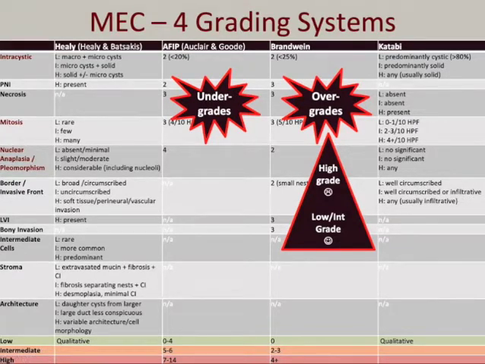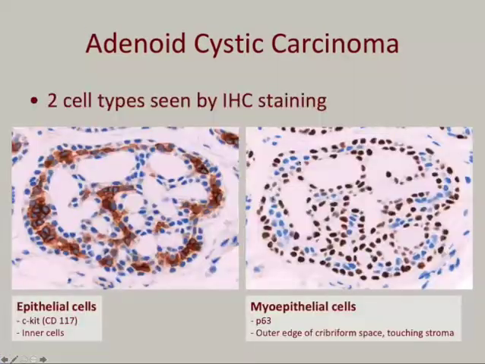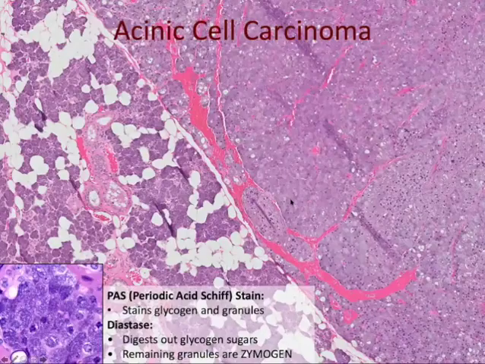All right, adenoid cystic: 2 cell types, epithelial and myoepithelial, and 3 grades depending on whether they're mostly tubular, cribriform, or solid. High frequency of perineural invasion and facial nerve pain, classic cribriform or sieve-like or Swiss cheese architecture. The 2 cell types that you see are epithelial, highlighted by C-KIT, and myoepithelial, highlighted by P63. Remember, it's the myoepithelial component that secretes that basement membrane mucinous material.